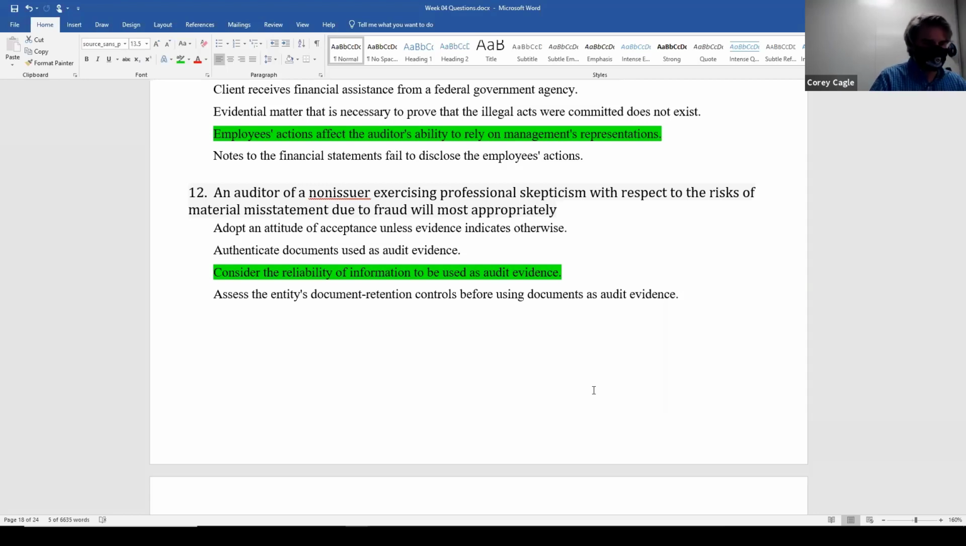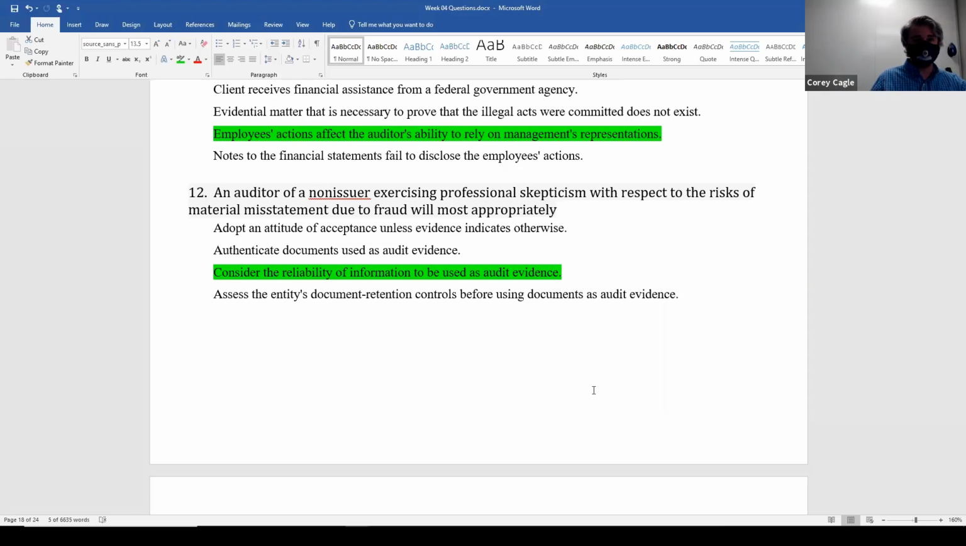But part of it's easy and part of it's not. It's easy to rule out A. We're not going to adopt an attitude of acceptance unless evidence indicates otherwise. That's the opposite of what we do, right? We are having a mindset of professional skepticism.